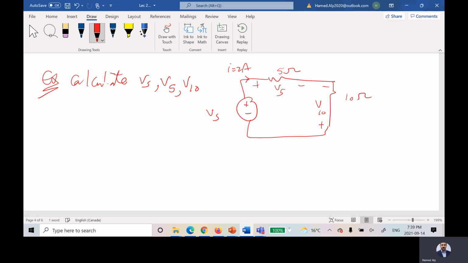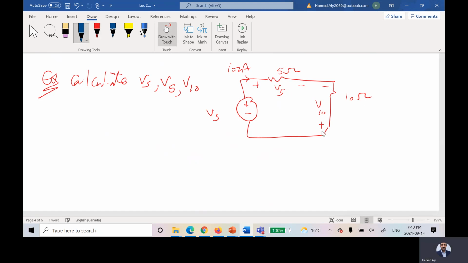Let us talk about that circuit. It's a very simple circuit. How many loops do we have? Essential loops. I don't have essential loops, so no need to say summation of the current is equal to 0, because how many currents do I have? One, which is 2 amps.